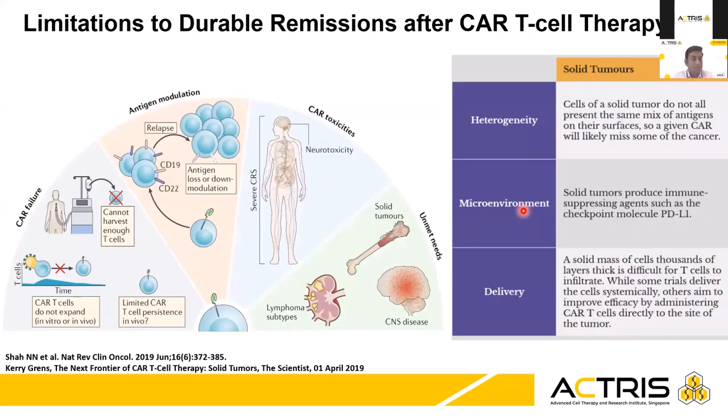Although this field is very exciting and growing, there are certain limitations to CAR T cells, right? There are patients who experience, even after an initial response, a high response rate to the therapy, they do progress with the disease. There's a CAR failure, which in many cases could be associated with many things. You could not harvest enough cells, the CAR T cells did not expand enough during the manufacturing process, or the CAR T cells did not persist well inside the body.